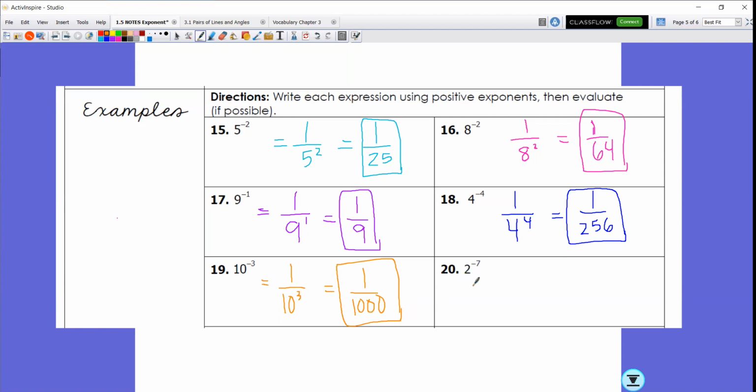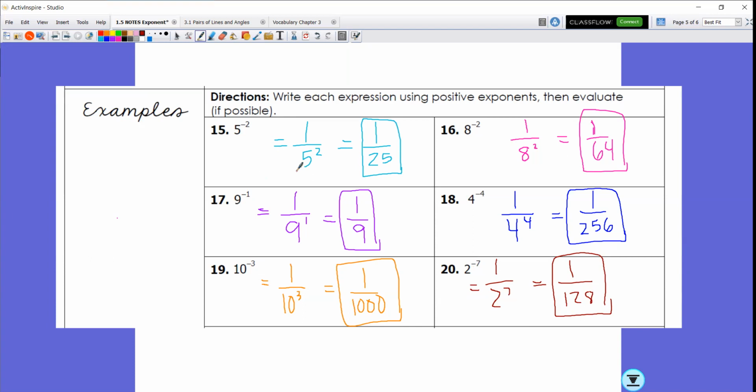All right, number 20, 2 to the negative seventh power. When we rewrite that with positive exponents, we have 1 over 2 to the positive seventh power. That is the same as 1 over 2 to the seventh, 128. Okay, does anyone have any questions about that? Pretty straightforward. You just rewrite exponents by moving them to the denominator.